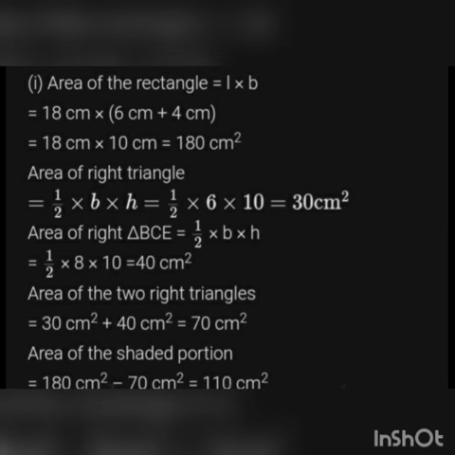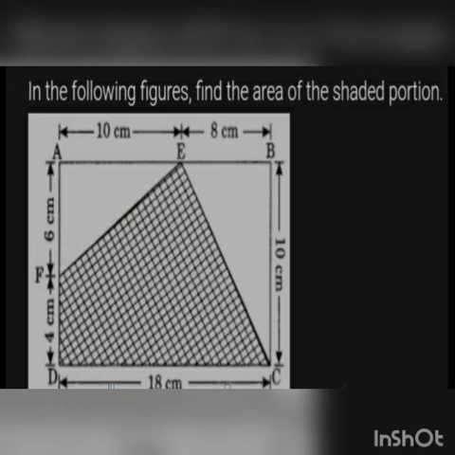So the two right triangles' areas you got as 30 centimeter square and 40 centimeter square, and the whole is a rectangle, and that is 180 centimeter square. Now if I subtract these two right triangles from the 180, I will get the remaining area. So 180 minus 70, that means 30 plus 40 is what? 70. Adding two right triangles, 30 plus 40 is 70. So subtracting, you get 110 centimeter square. So the area of this figure is 110 centimeter square.